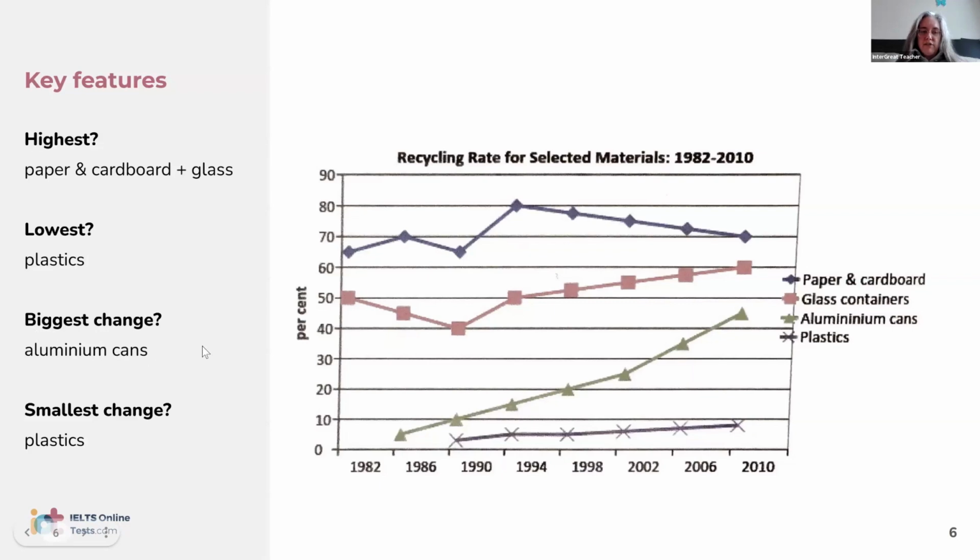The one with the biggest change in its recycling rate is aluminium cans. And the one with the smallest change is, again, plastics. Okay, so these are all the kind of things that you can be writing about in the general overview to explain what the information shows in general.